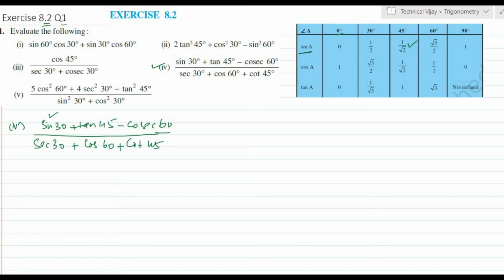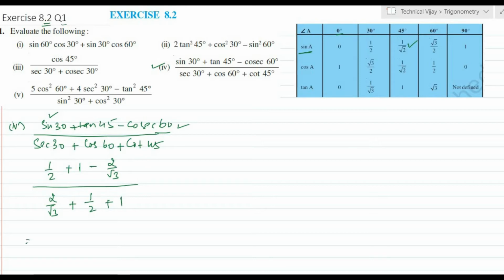So sin 30 is nothing but 1 by 2. So plus tan 45 will be equal to 1. So minus cosecant 60. Cosecant 60 is not here, so sin 60 you see is root 3 by 2. It is the reciprocal of sin A, that is 2 by root 3. Whole divided by secant 30, that is cos 30 is root 3 by 2, so this will be 2 by root 3, plus cos 60, which is equal to 1 by 2, and cot 45. Tan 45 is equal to 1, cot 45 is also equal to 1.